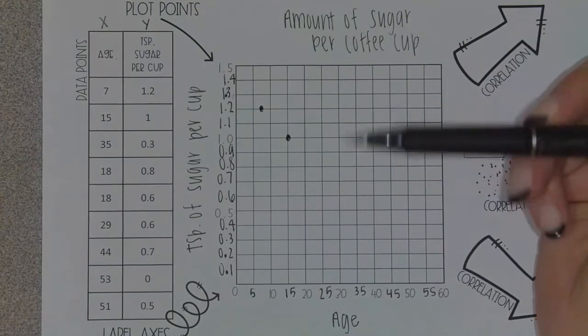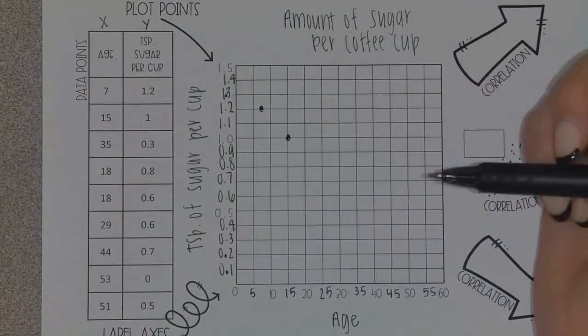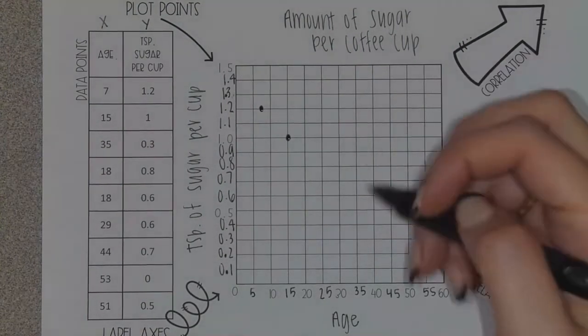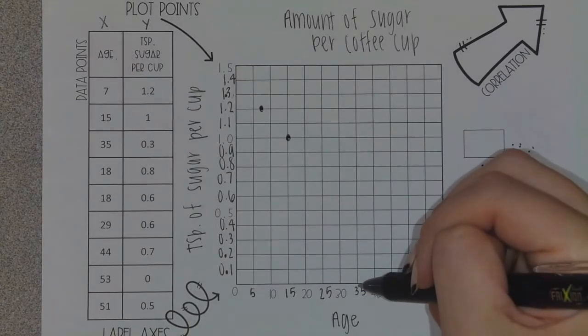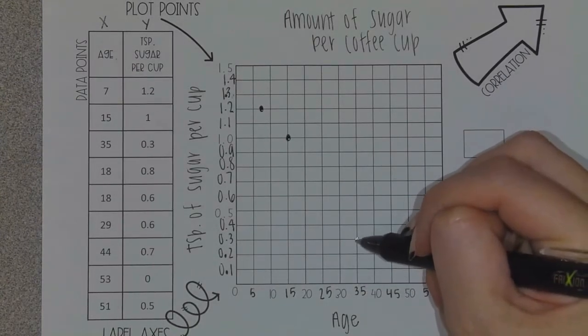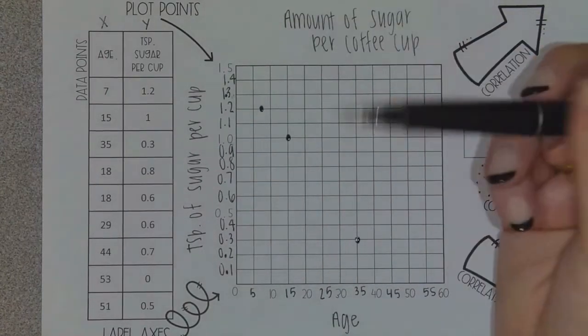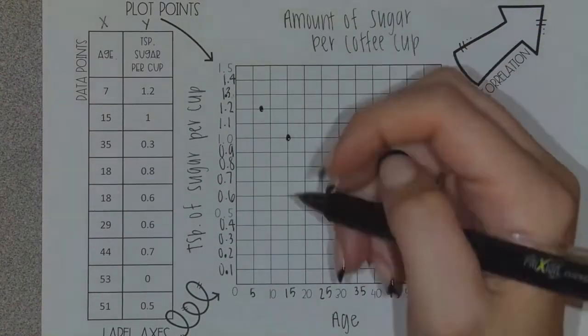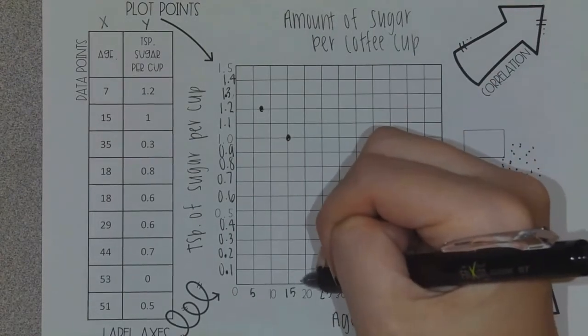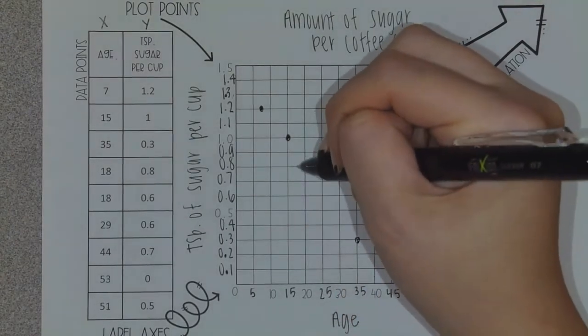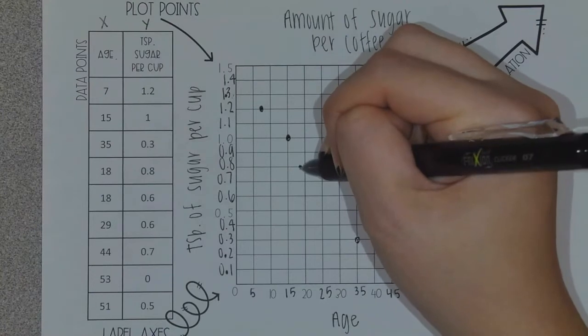Our next person is 35 years old, and they put only 3/10 of a teaspoon of sugar in their cup. So here's 35 on the age, 3/10 on the y. One 18-year-old puts 8/10 of a teaspoon. So 18 would be a little bit closer to 20 and 8/10, about right there.